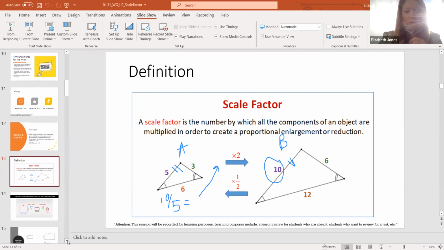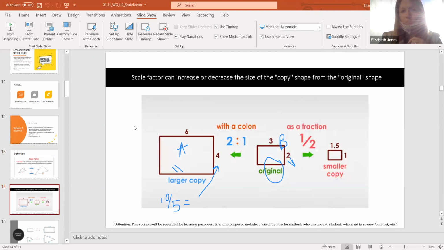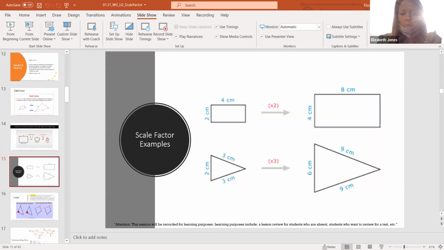I want to go over this slide right here. In this one, you can write scale factor as a fraction, or you can use a colon. Here's another example of scale factor. We're going from the smaller object to the larger object. So obviously, if you're going smaller to larger, you're increasing. It's not a reduction because you're increasing.